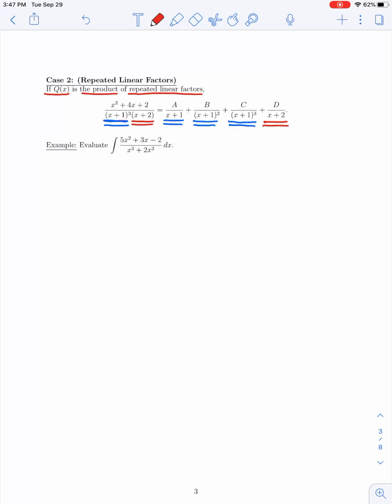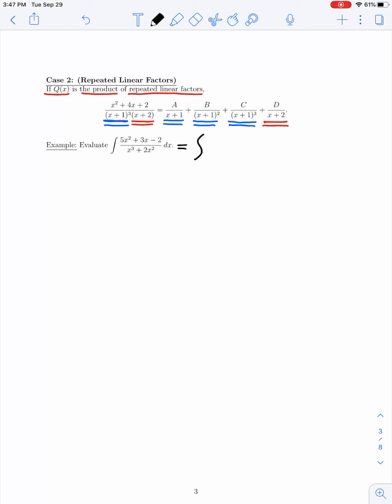So let's look at an example of this method of partial fractions, illustrating the case of repeated linear factors. In this next example, we're asked to evaluate the following integral. And as soon as we see that it involves a rational function where the degree of the numerator is less than the denominator, that should immediately make us think of this method of partial fractions. And our first step in the method of partial fractions is to factor the denominator. We need to know which case we're working with, case 1 or case 2.